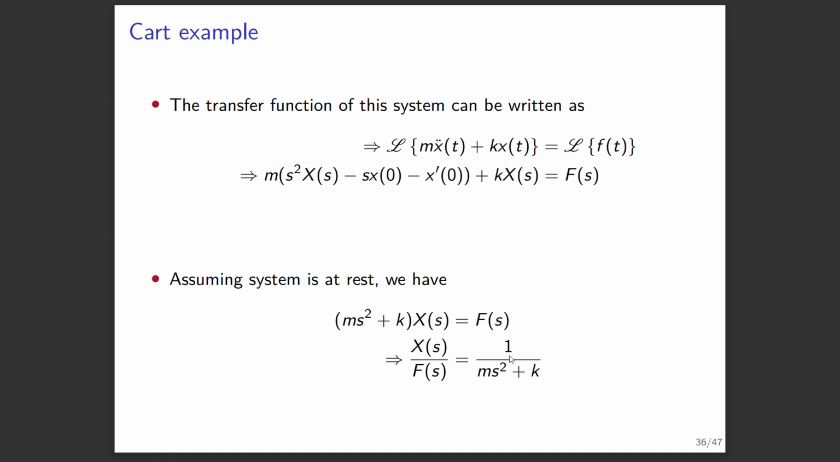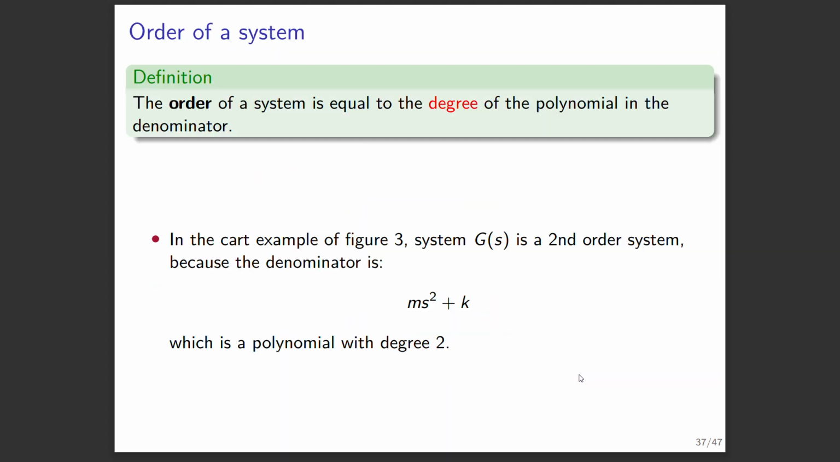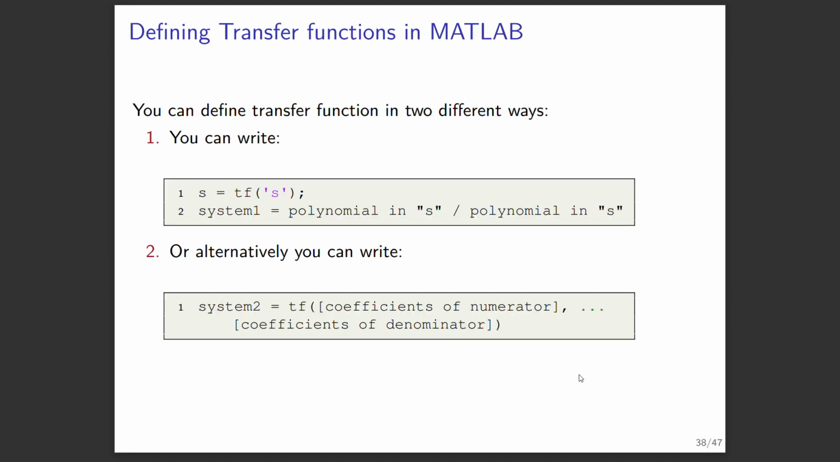So look at this polynomial here. Numerator is just 1, denominator is ms squared plus k. What's the degree of the polynomial here? It's a second degree polynomial, right? So the order of the system is 2. Let me go back a little bit. The denominator has a third degree polynomial, so the order of this transfer function or this system is 3. Okay, so that's one definition.